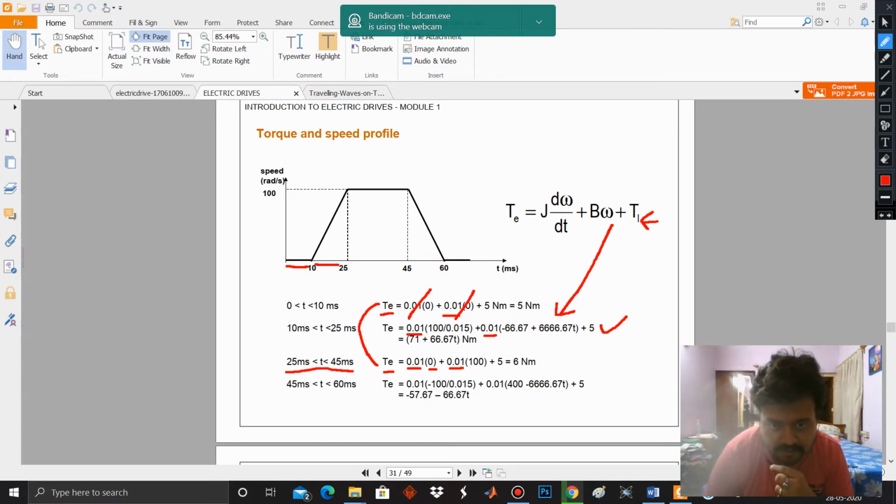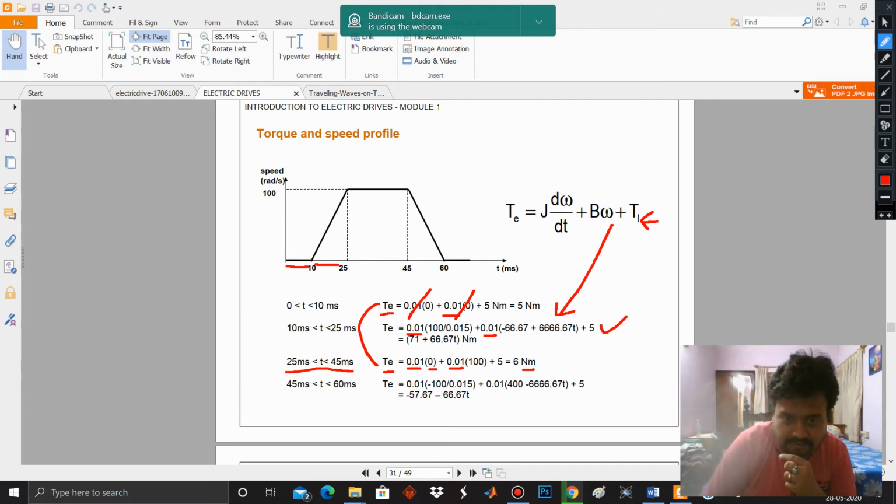So where is the difference? The difference is in the omega. So from here to here, 25 to 45, omega is 100. So you substitute 100 over here. So it is 6 Newton meter.